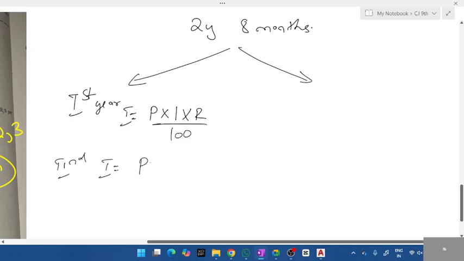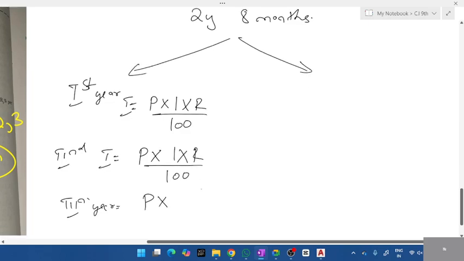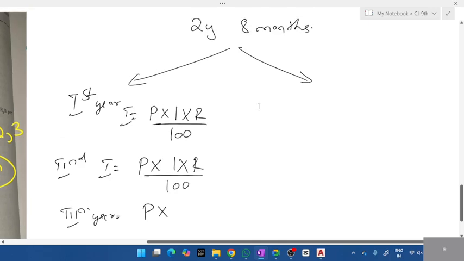Interest is equals to, again, P into what time will you take? What will you take the time as? 1 into R by 100. For third one, what will you do? For third year, we have 8 months. So how do you calculate? P into what is time? How do you calculate this 8 months?